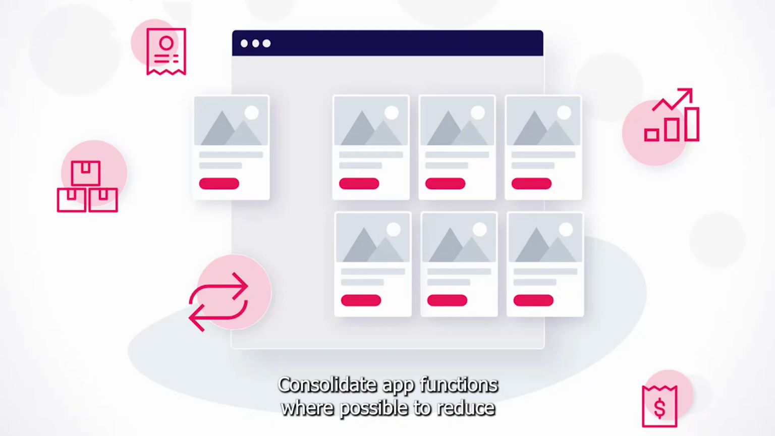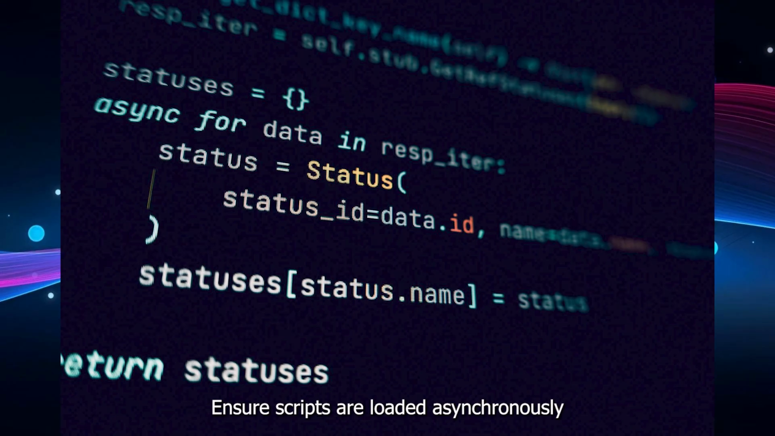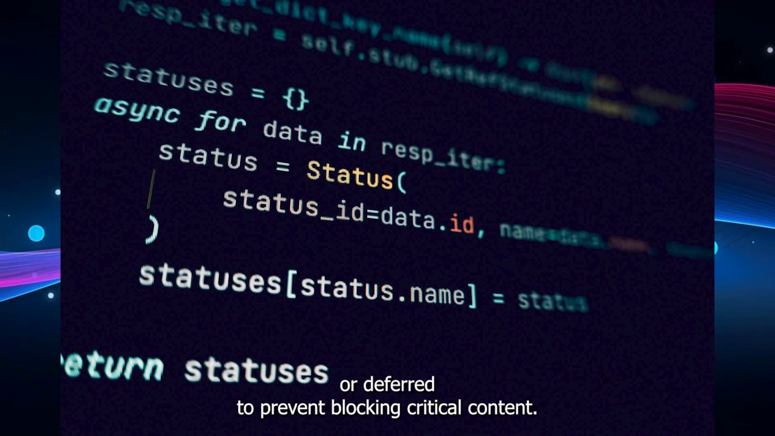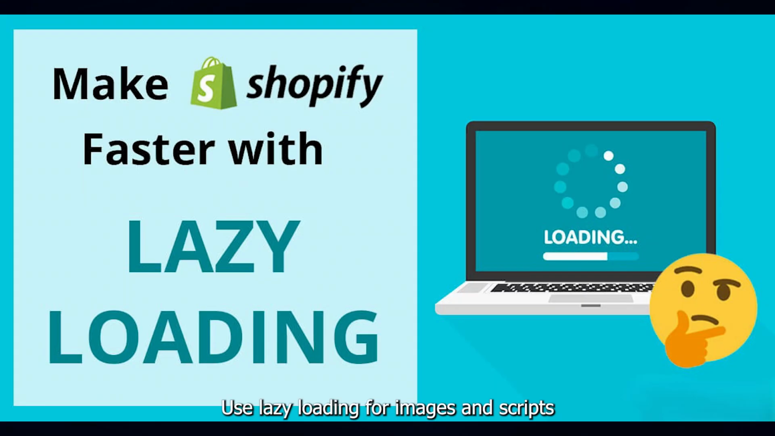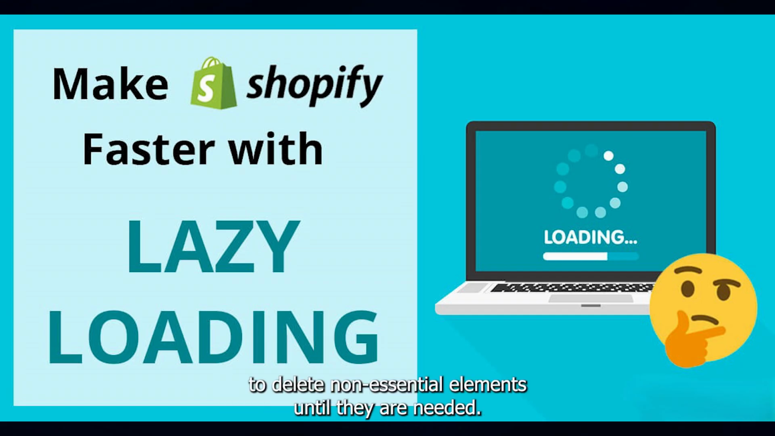Consolidate app functions where possible to reduce the number of individual scripts loading on each page. Ensure scripts are loaded asynchronously or deferred to prevent blocking critical content. Use lazy loading for images and scripts to delay non-essential elements until they are needed.